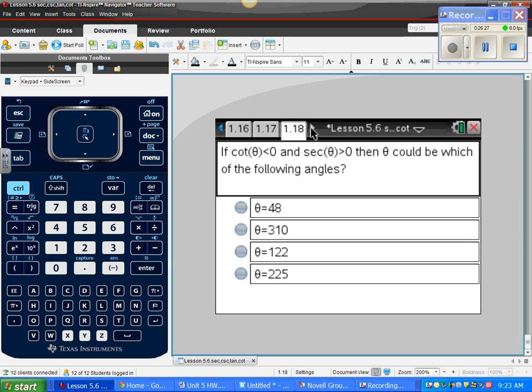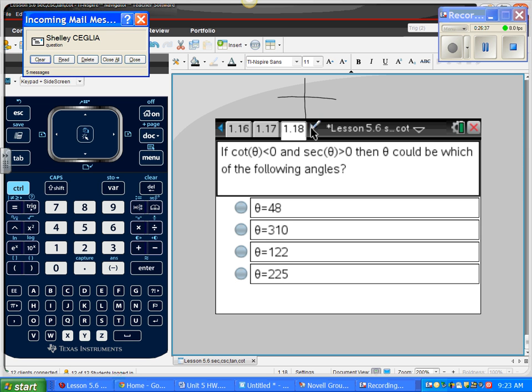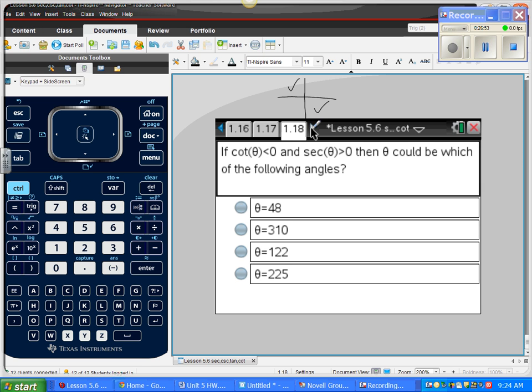Okay. So now this is one of those ones where we have to set up the little axes and put the check marks to decide where our solution lies. Okay. Cotangent is less than 0. What does that mean? Negative. Where is cotangent negative, guys? 2 and 4. Right? Cotangent's negative in 2 and 4. Positive in 1 and 3. Secant is greater than 0. Positive. So where's that going to happen for secant? 1 and 4. What do they have in common? Fourth quadrant. Which one of these angles is in the fourth quadrant? There's your answer.